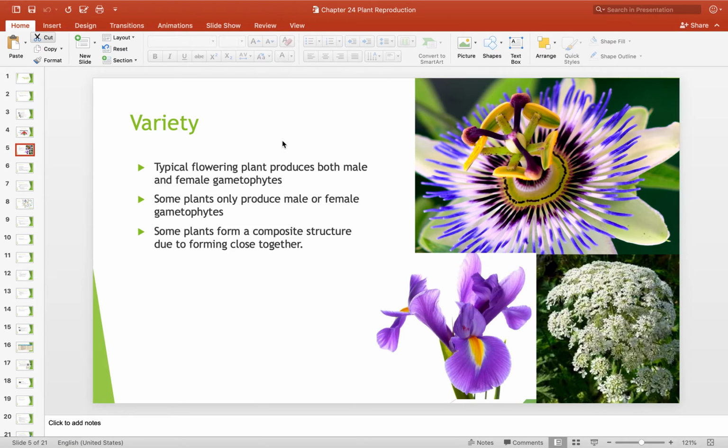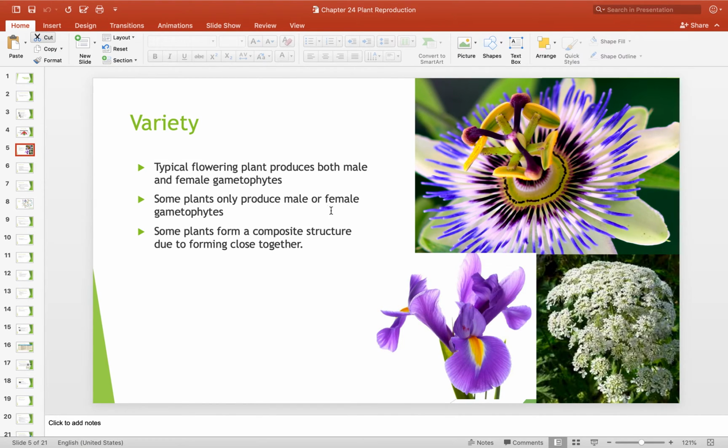Now, you have really three different varieties. Most typical flowering plants are going to have both the male and female gametophytes. You do have some plants such as this one over here. This is called a passion flower, I believe. You can see the female gametophytes here, and you can see the male gametophyte there. So you can see both of the gametophytes in a flower.